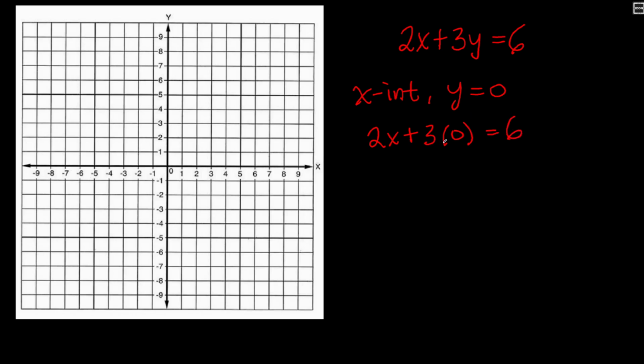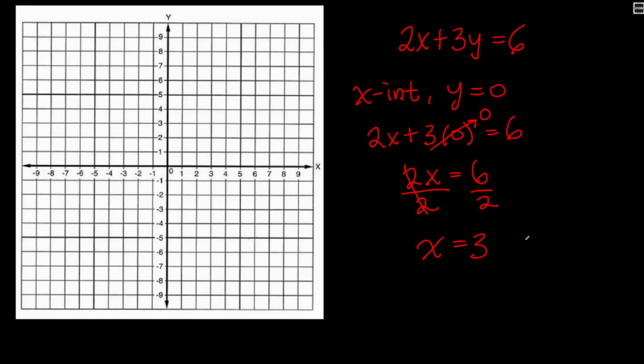So we know that 3 times 0 is 0, so this goes away. And we're left with 2x is equal to 6. Now we have to solve for x. So we're going to divide by 2 on both sides. The 2's cancel out, and we're left with x is equal to 3.